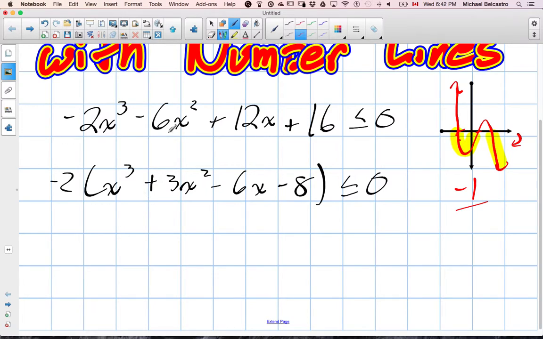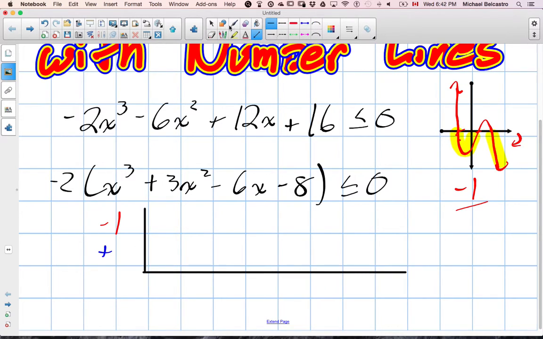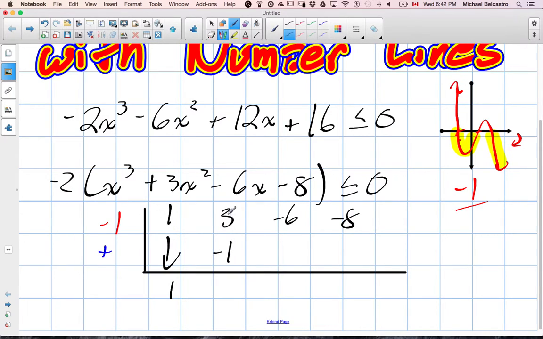So if we're going to use synthetic division, let's say we use our negative 1, and we're going to add. We'll build our little synthetic division here. We're going to pull all our coefficients out. The first coefficient is 1, then a 3, then a negative 6, then a negative 8. We bring down the 1. 1 times negative 1 becomes negative 1. We add, this becomes 2. 2 times negative 1 is negative 2.